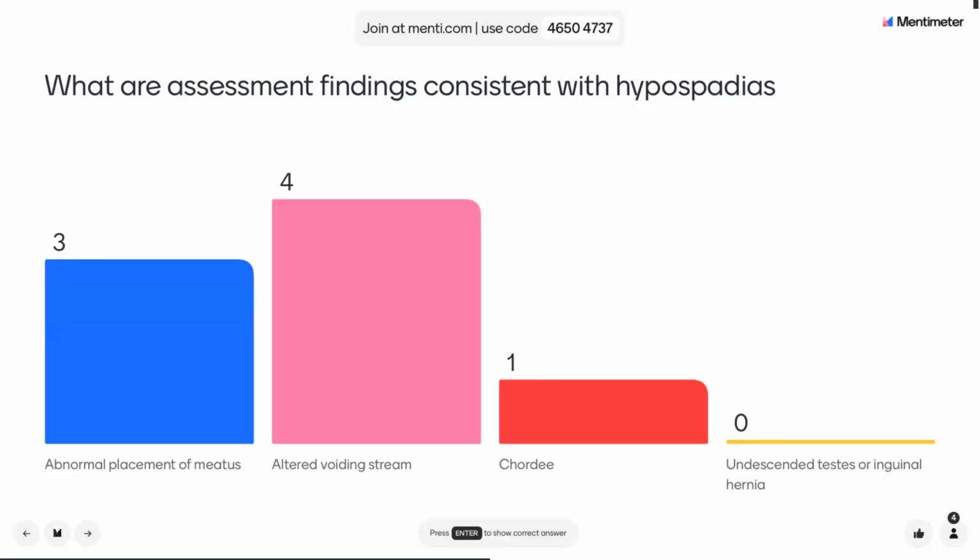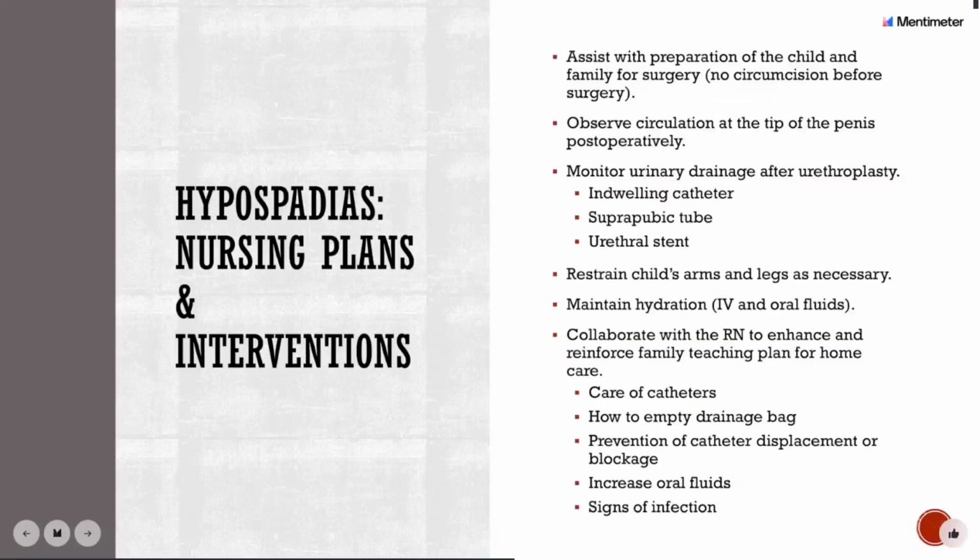So how do we take care of these kids? We're going to help prepare them for surgery. Remember, we hold off on their circumcision just in case we need that foreskin for a skin graft. So we're going to do one big surgery all together. We're going to monitor their urine output afterwards. We might need a temporary solution to be able to drain urine after our corrective surgery. We want to maintain their hydration and then work on our discharge teaching.